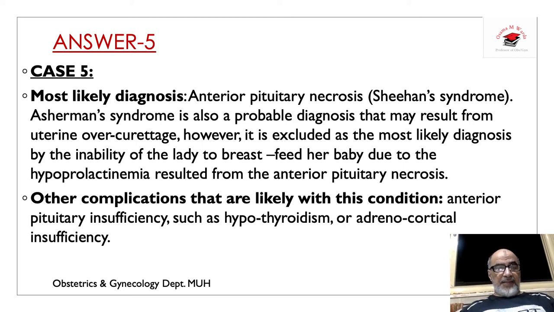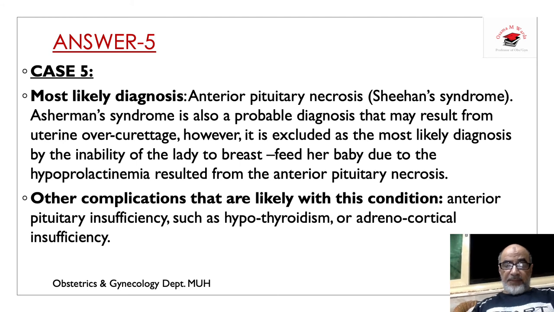Other complications that are likely with this condition are anterior pituitary insufficiency, such as hypothyroidism, and adrenocortical insufficiency, also due to deficiency of adrenocorticotropic hormone, so there's no production of cortisol. This patient should take replacement for thyroid, for cortisone, and for gonadotropins.